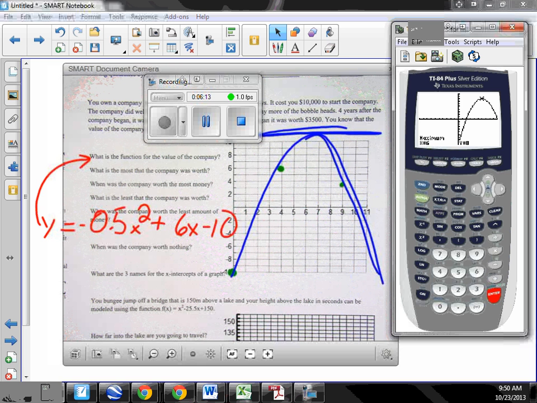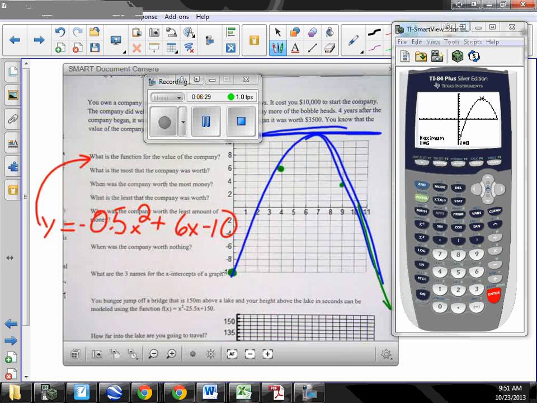Okay. Next question asks, what is the least that the company was worth? It depends on when the company stopped, right? Because this value over here goes on forever, so there is no minimum. Well, negative infinity is the minimum, but we don't really care. Now, what if I push the wrong button? Instead of second calc max, I put minimum, and I said find the minimum between here and here.